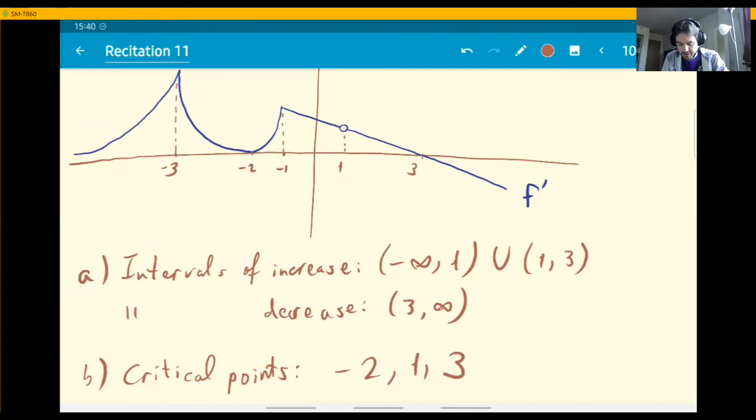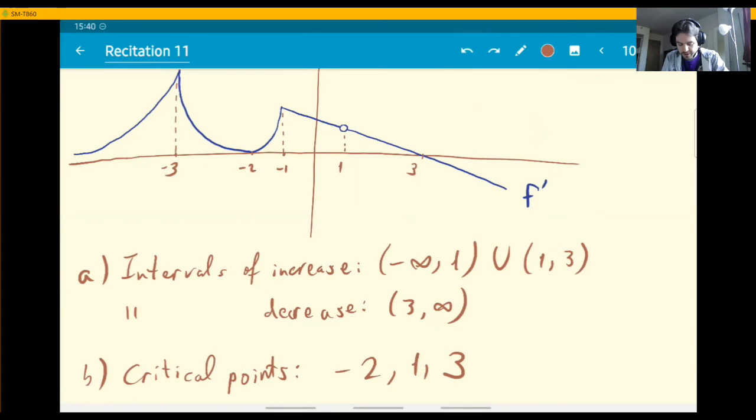And now we want to classify them. What does that mean? It means local minimum, local maximum, or neither. How do we do that? By looking at f prime. Remember, look for example at the number 3. If f prime was positive before and negative after, that means the function is doing something like this. That means local maximum. So the f prime function goes from plus to minus. That means the original function has a local max there.